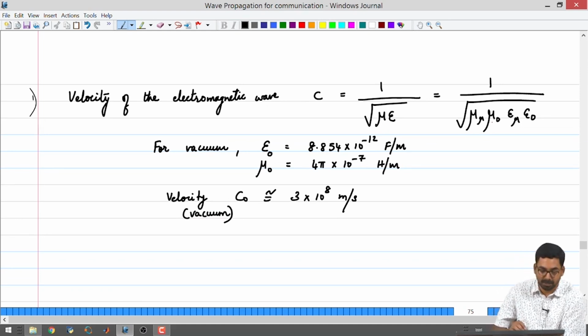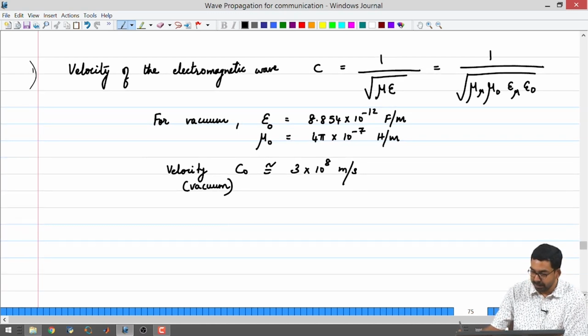Okay. So the vacuum velocity sets an upper bound, which means that there is a maximum velocity. The velocity cannot be infinite once again, just like in transmission lines we talked about. Okay. We also briefly talked about the impedance.